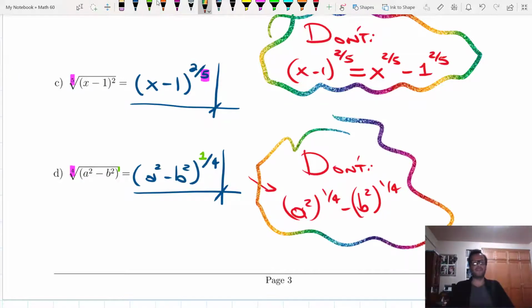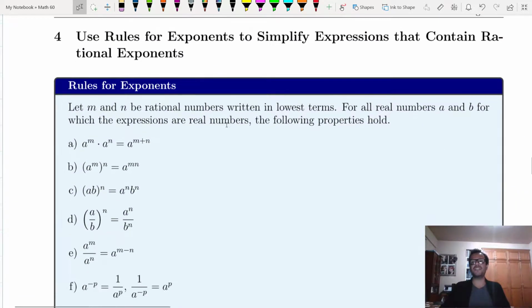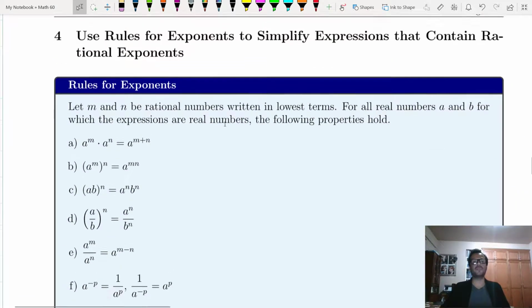We don't do that, okay? Again, we cannot distribute over powers, all right? All right, the next topic, using the rules of exponents to simplify expressions that contain rational exponents.